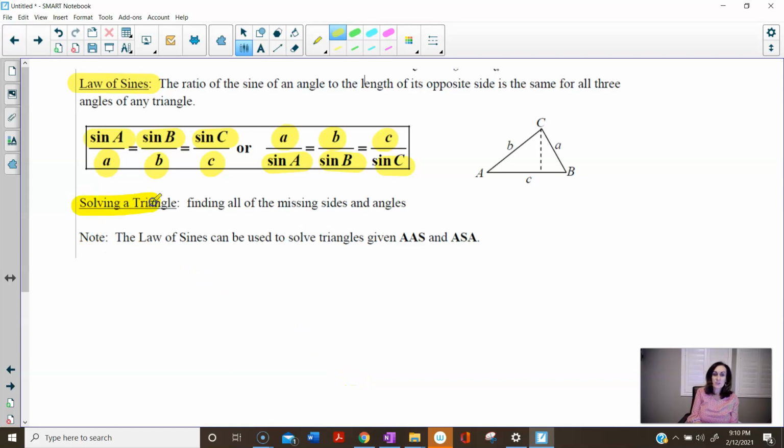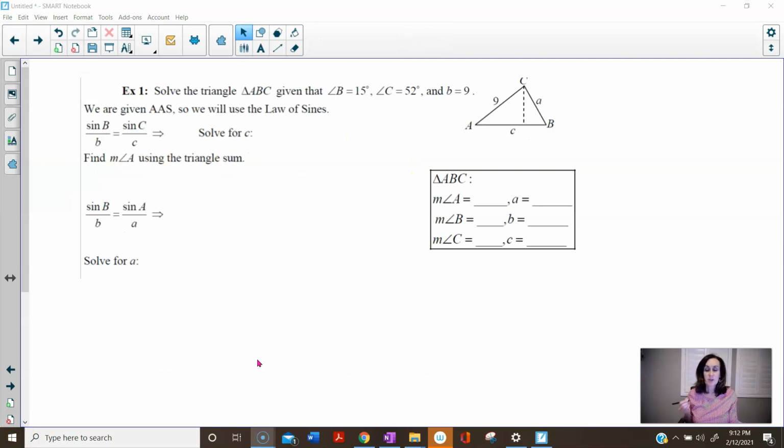You're going to solve the triangle, meaning finding all the missing sides and all the missing angles. And you're going to have an angle side angle or an angle angle side. Let me show you how this works. So again, we're solving triangles that are no longer right triangles. If I have a right triangle, I'm going to use SOHCAHTOA. So this triangle, it says angle B is 15 degrees.